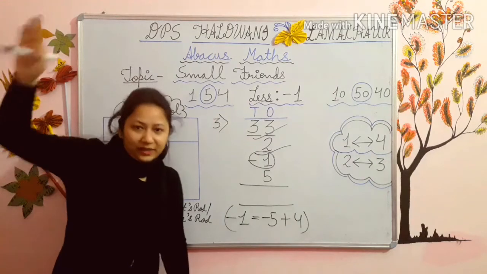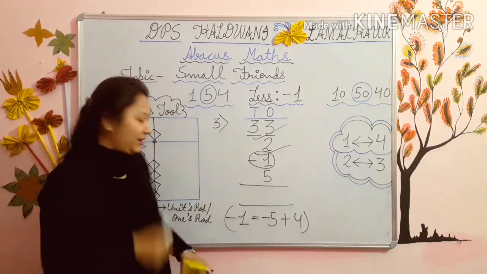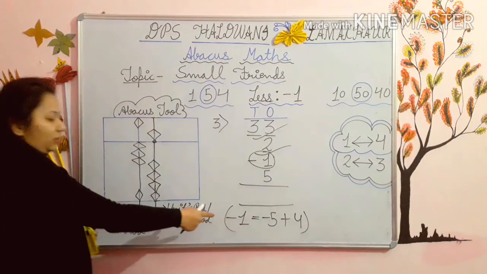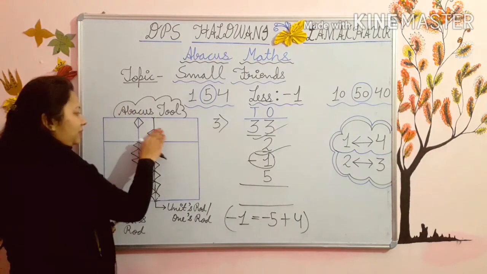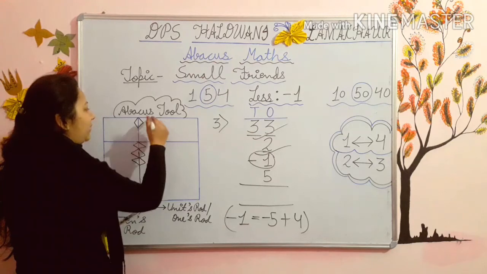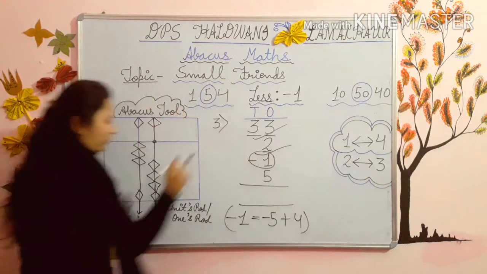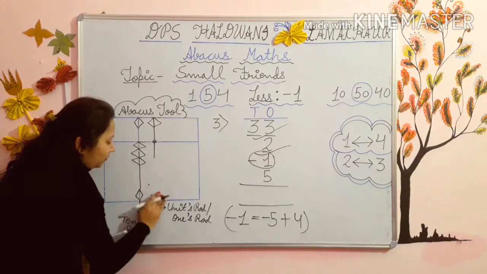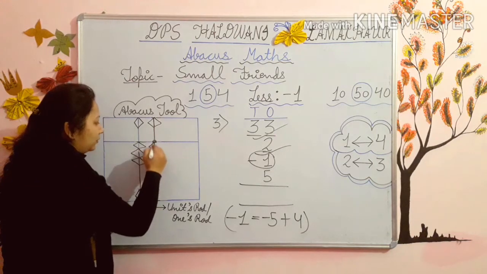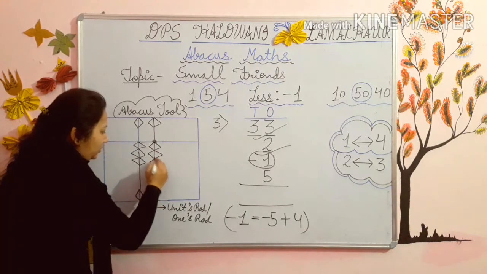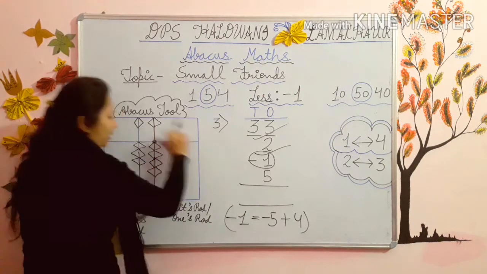Minus means we are subtracting 5 and adding the friend. So first of all, do minus 5. Minus 5 means put the 5 bead back to its place. And then do plus 4. Plus 4 means 4 beads up. 1, 2, 3, 4. 4 beads up.